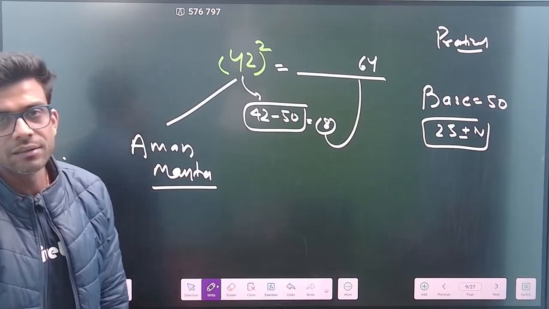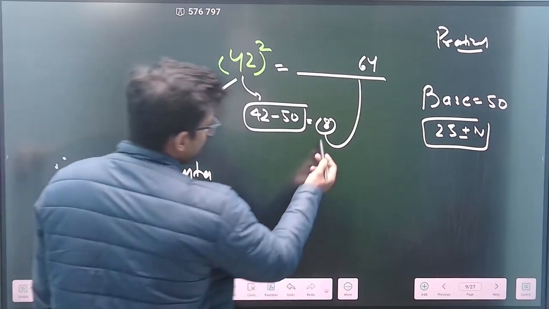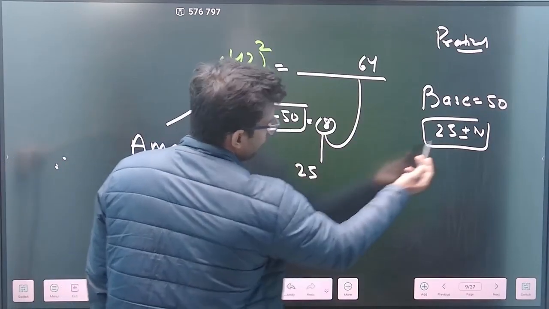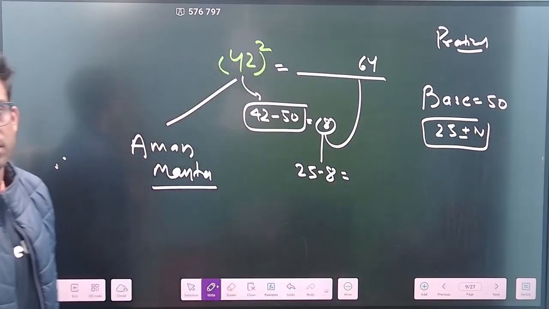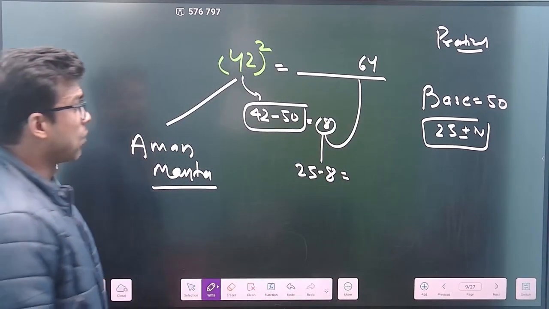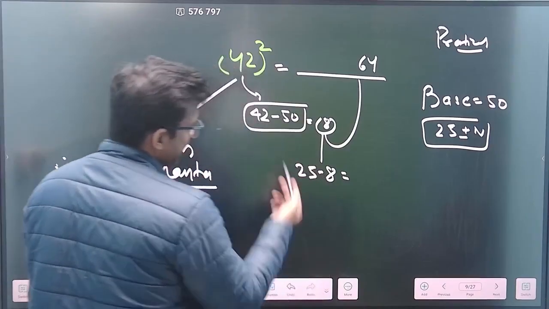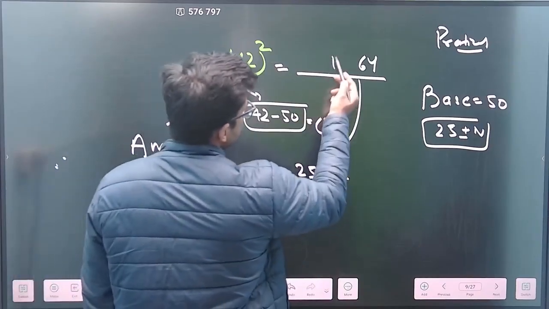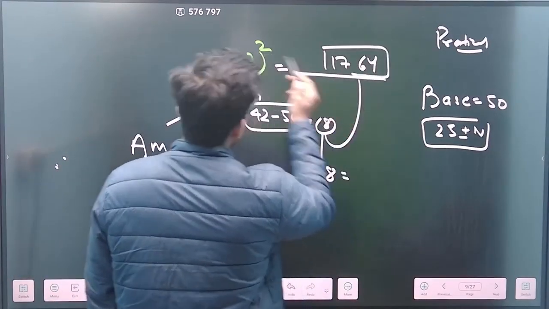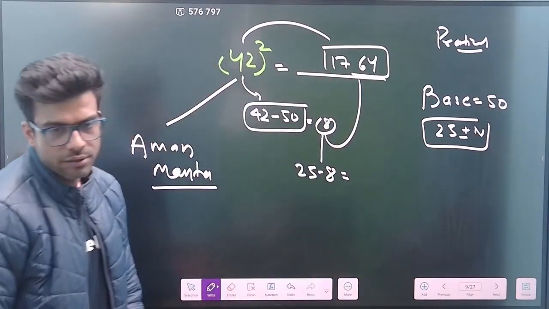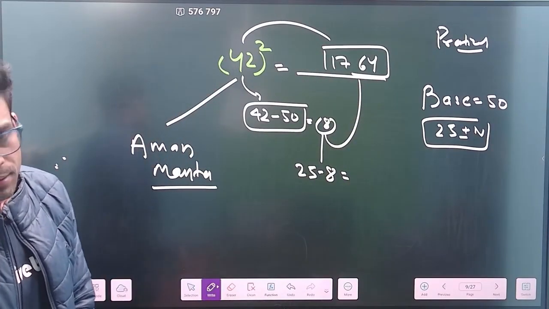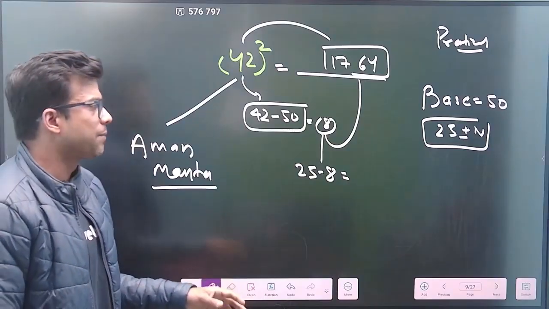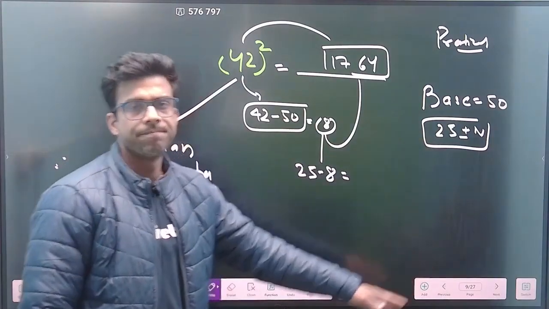And the second step is what? Subtract this 8 from 25, because it is 25 plus minus n. 25 minus 8 is how much? Say it fast, everyone. 25 minus 8 is 17. So 1764 is the square of 42. I hope you got this. A very handy process, but the base is 50.